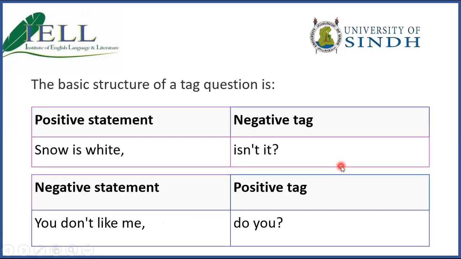Let's see some more examples. Okay, so the basic structure you need to remember is we have to provide both the alternatives: positive, negative, negative, positive. Okay.